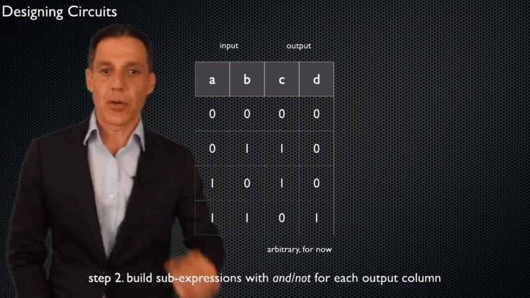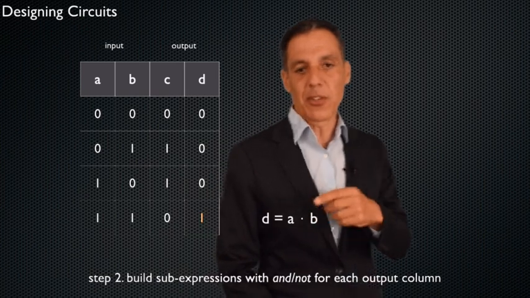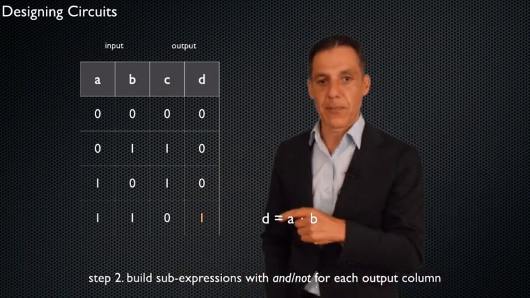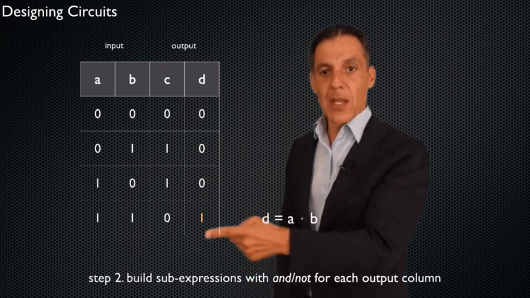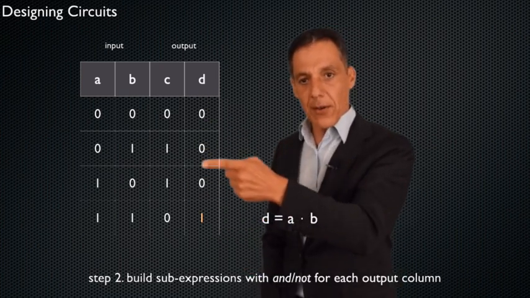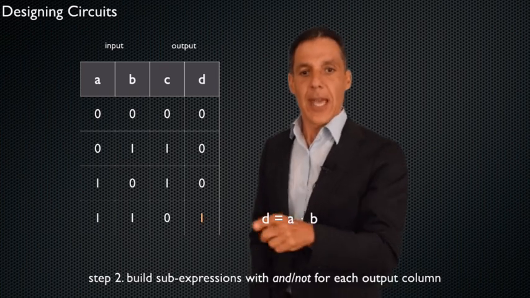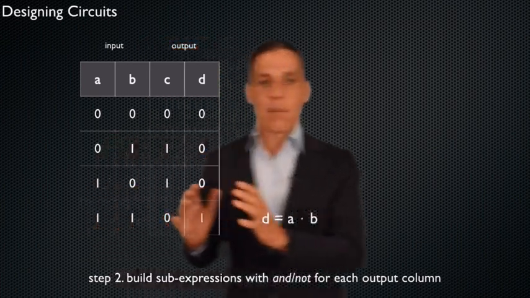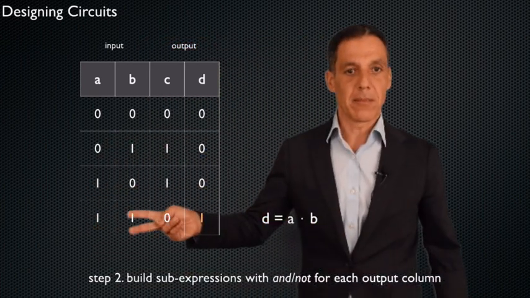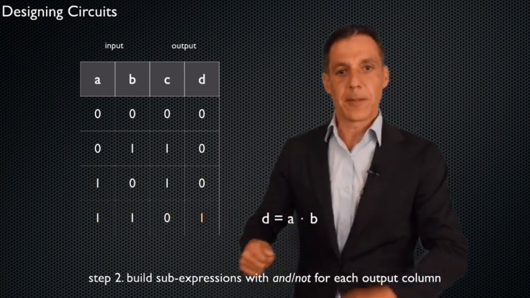So how do you build those sub-expressions? Here's what we're going to do. Let's do D because this is a little bit easier, and then we'll go back and do C. For each output column, we are going to go down and find where there's a 1. There's a 1 right there. And then D is going to be equal to, now obviously D must have something to do with A and B, because the input is determining the output.